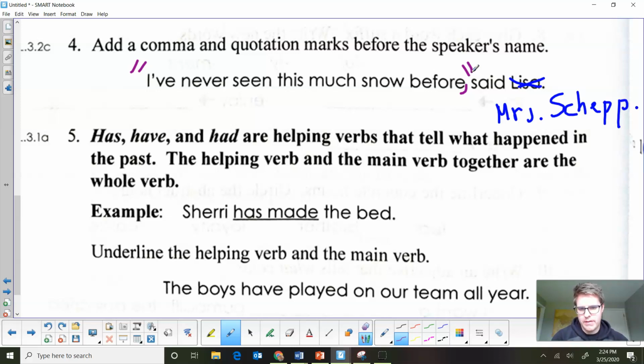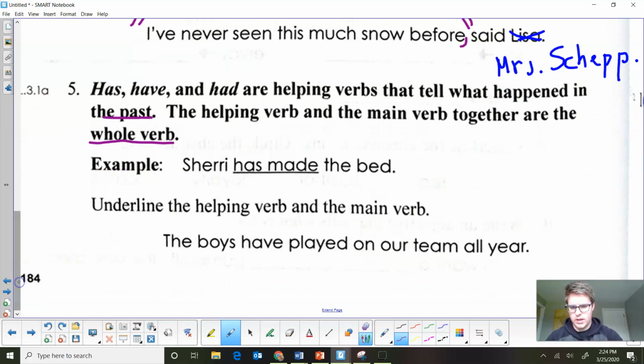All right. Has, have, had are helping verbs that tell what happened in the past. The helping verb and the main verb together make up the whole verb. Sherry has made the bed. So let's underline the helping verb, and then we'll underline the main verb. So the helping verb, we're looking for either a has, have, or had. So the boys have, ding, ding, ding, I heard it. Have, and then the main verb is what? The boys have played. Nice.